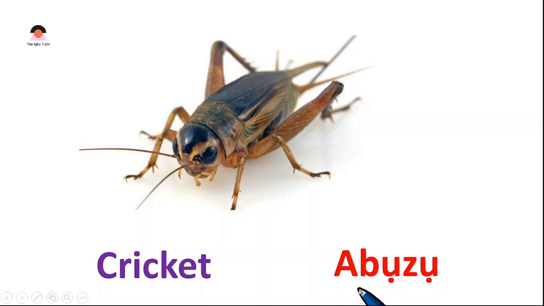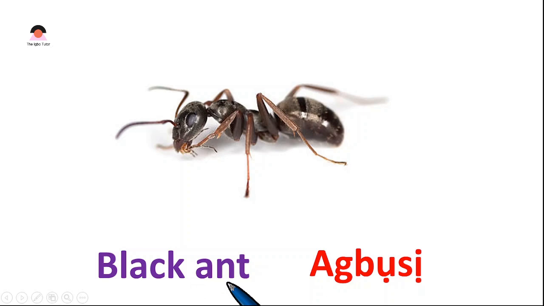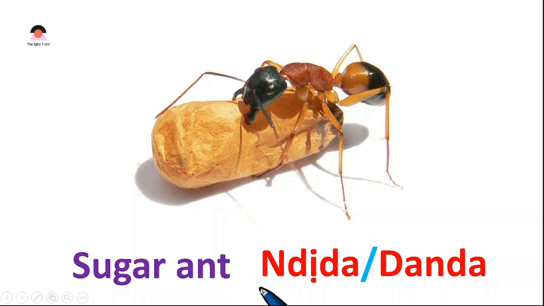What is grasshopper in Igbo? We call it opana. That is grasshopper for you. Next is black ant. We call it abuse. That is black ant. If this one bites you, you will really feel the pain and it will last for a long time. Next is sugar ant. We call it ndida, some call it danda. Ndida, that is sugar ant.